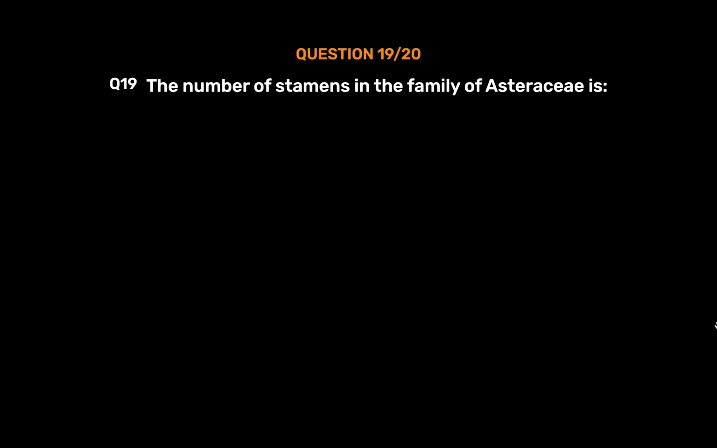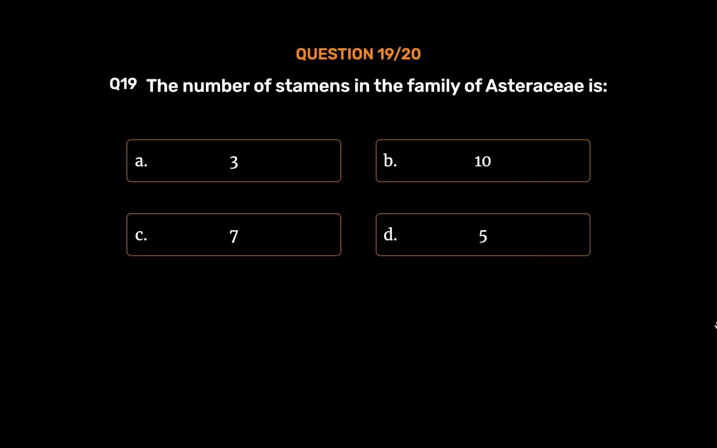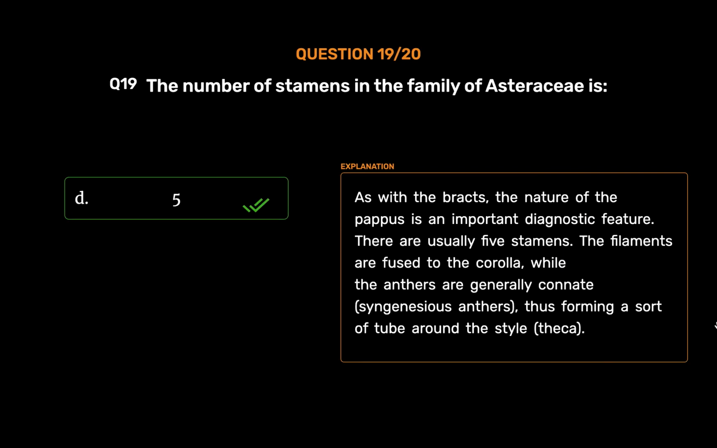Question number 19. The number of stamens in the family of Asteraceae is Option A, 3. Option B, 10. Option C, 7. Option D, 5. The correct answer is Option D, 5. As with the bracts, the nature of the pappus is an important diagnostic feature. There are usually 5 stamens. The filaments are fused to the corolla, while the anthers are generally connate, syngenesious anthers, thus forming a sort of tube around the style.